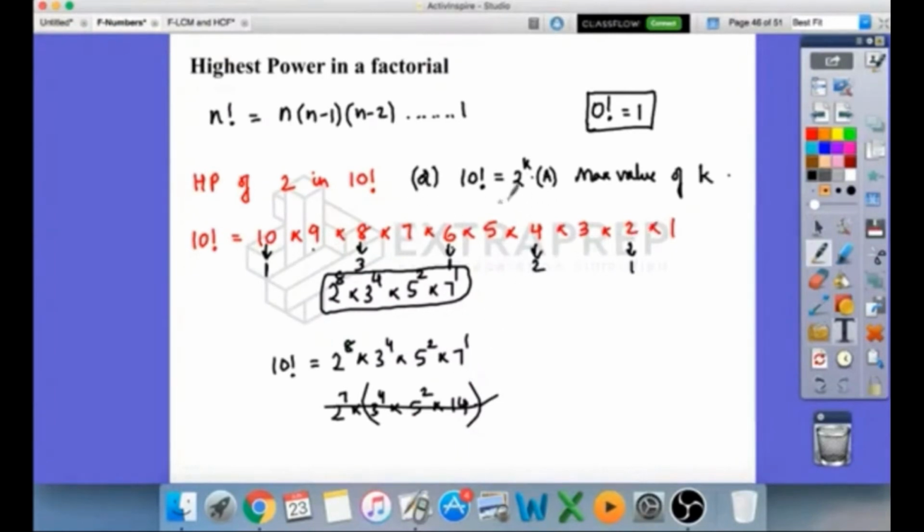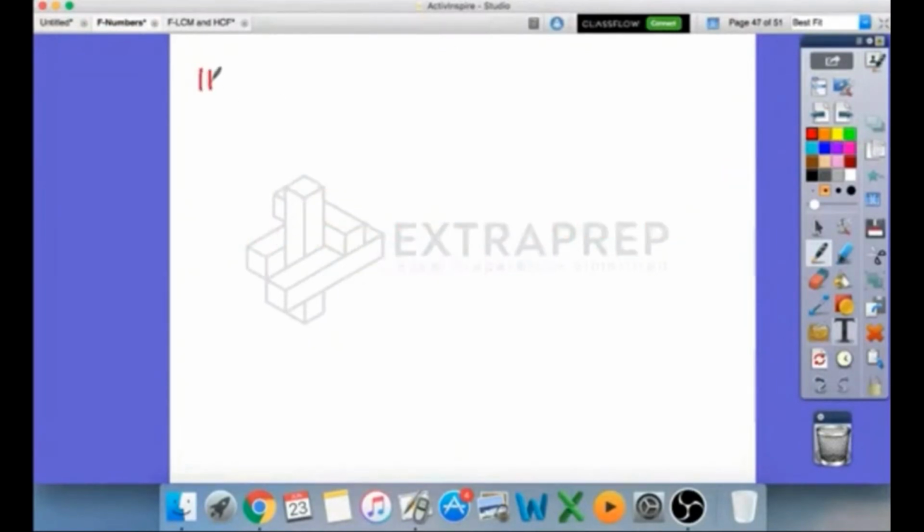So the question can be asked in this way also. 10 factorial is equal to 2 power k into some other value a. What is the maximum possible value of k? That means highest power of 2 in 10 factorial. Now I want you to find the highest power of 2 in 100 factorial.